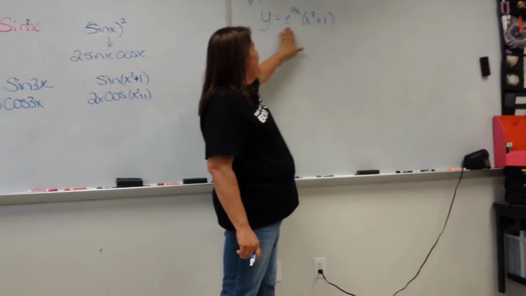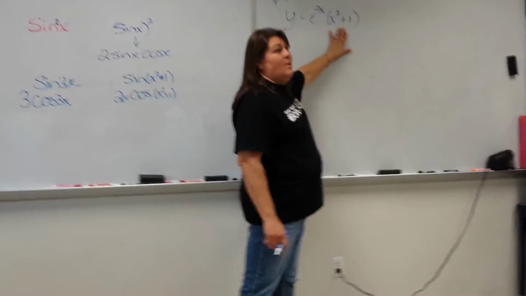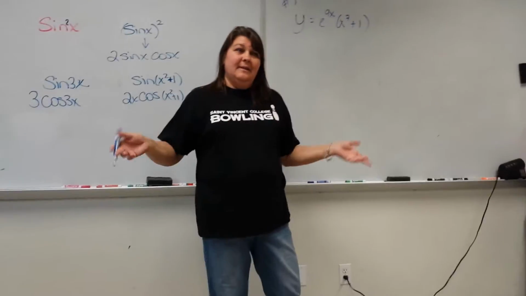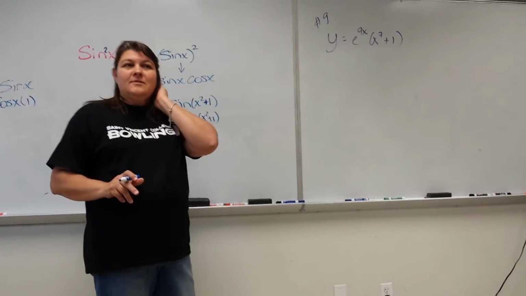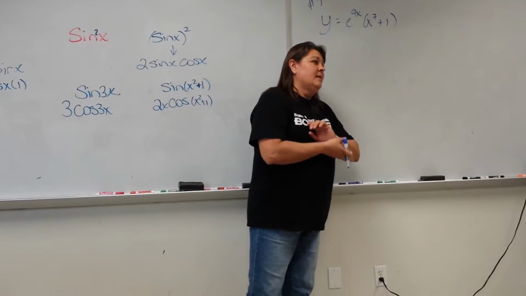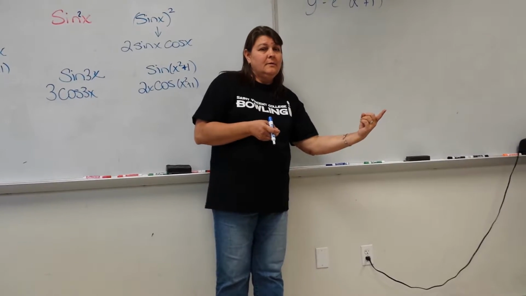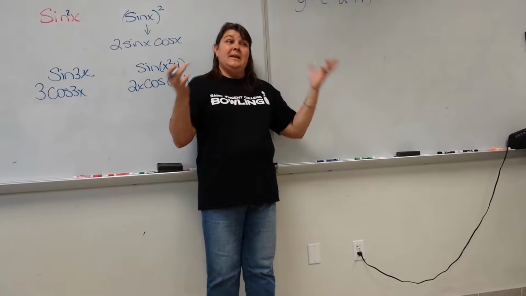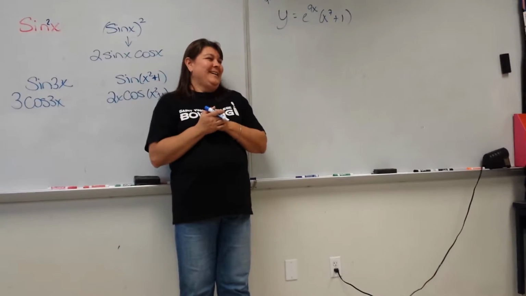We have e to the 9x times x squared plus 1. Now, clearly they're multiplied. They're 2 totally different things. So let's go through the process of thinking. In my brain, I think I know because it's multiplied, I have to use product rule. I also know that I'm going to have to remember the derivative of e to the x, which dumbfounded me last week.